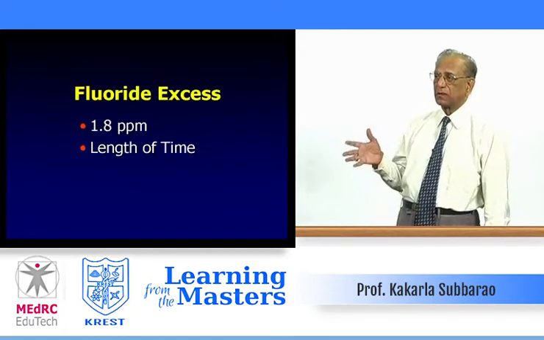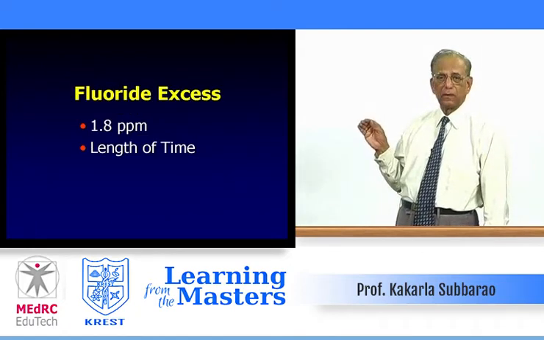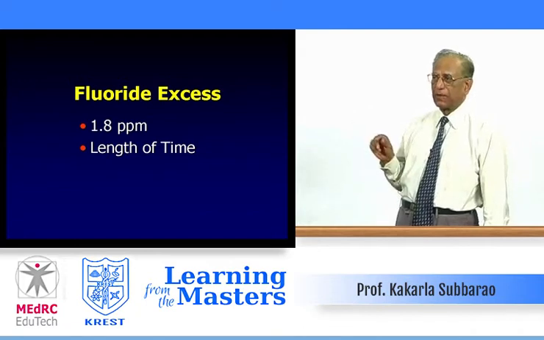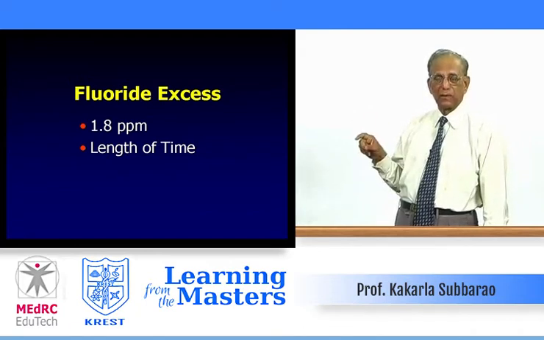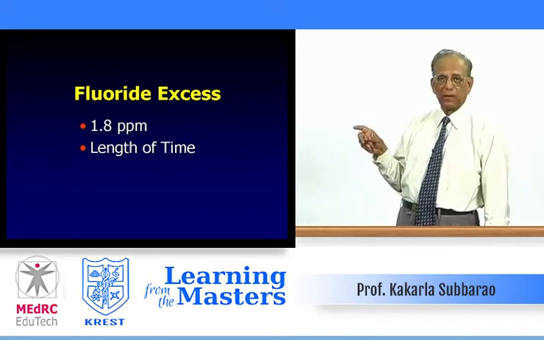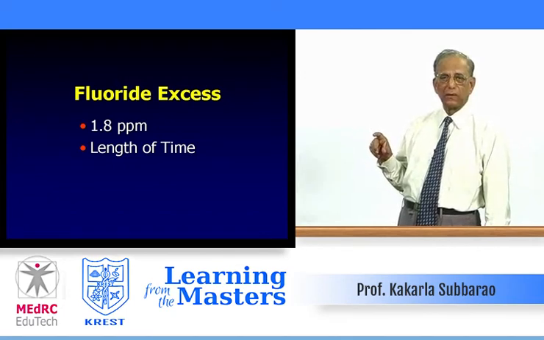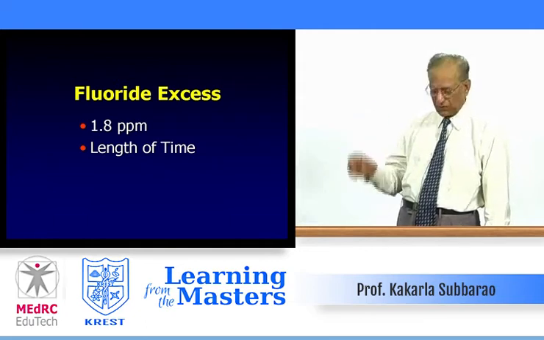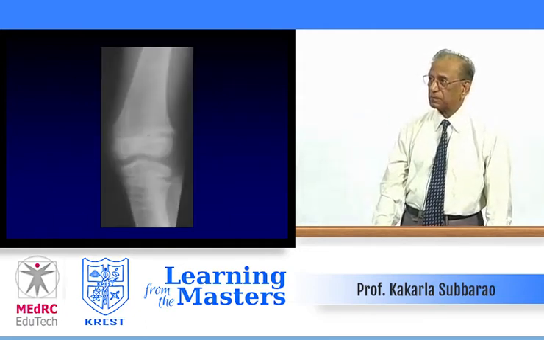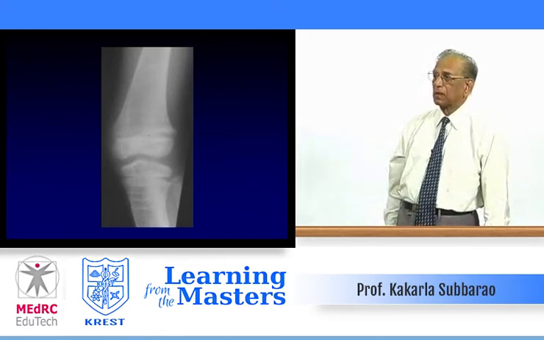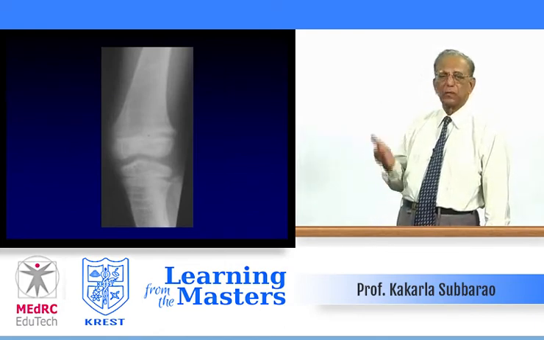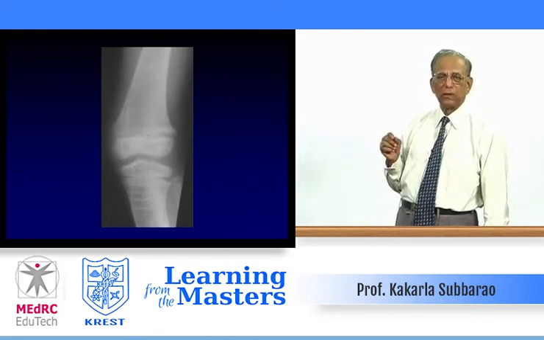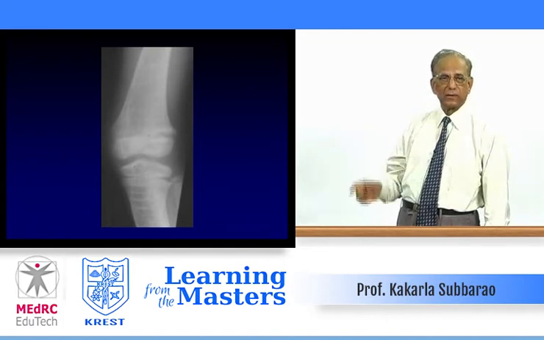Fluoride excess, the level is 0.8 parts per million. Length of time is important because if the water is taken only for a few months, you may not get it. But if it's a few years, 5 to 10 years, certainly you get skeletal changes. What are the radiological findings? Increased bone density. But to begin with, there is osteopenia and also rickets-like changes.